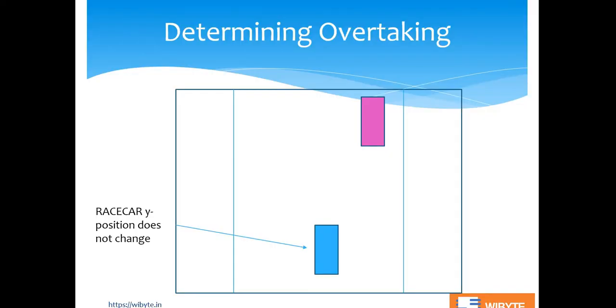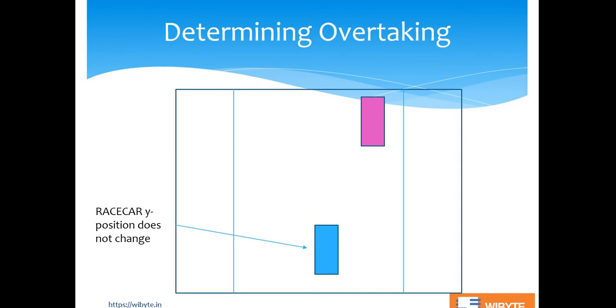So the question is, how do I determine if my race car is overtaking something? Remember, in our game, the race car is always stationary. Its Y position doesn't change. So I'm depicting this diagram to convey the situation. Let's say this is my race car. As you know, the race car only moves horizontally. The entire illusion that we are moving forward comes from the scrolling backdrop, whose speed is linked with the race car speed. So the faster I move, the faster the background comes down, and it looks like I'm going forward.